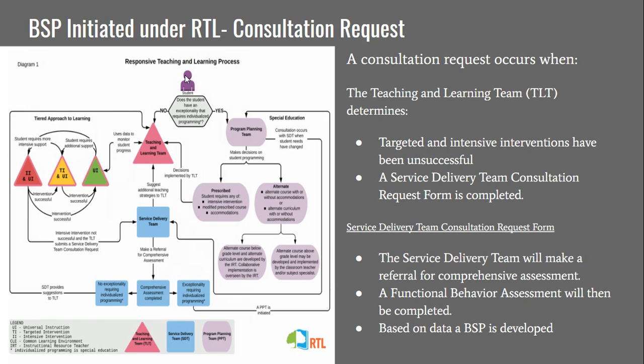So we look at the flowchart. Here's our student. And the first question is, does the student have an exceptionality? Yes, it's a diagnosed exceptionality. So therefore, the program planning team will often develop an alternate course related to social skills or social emotional learning and develop a behavior support plan. Whereas if a student does not have a diagnosis, we'll follow the normal tiered approach. First, there's universal instruction, and if issues or difficulties arise, then the teaching and learning team will develop targeted interventions. And if issues persist, then the student will move to intensive interventions.